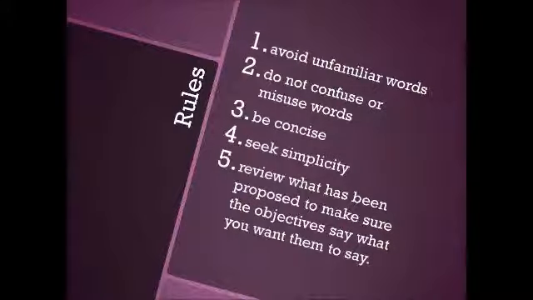It is most important to remember that learning objectives should be stated clearly enough to indicate to everyone exactly what is intended. Thus, there are also 5 general rules for communicating objectives clearly and correctly. 1. Avoid unfamiliar words. 2. Do not confuse or misuse words. 3. Be concise. 4. Seek simplicity. And 5. Review what has been proposed to make sure the objectives say what you want them to say.